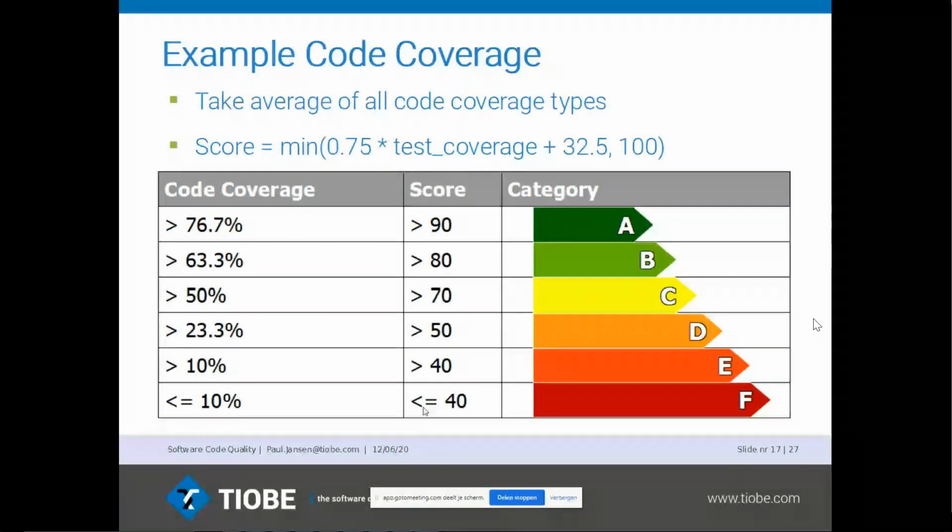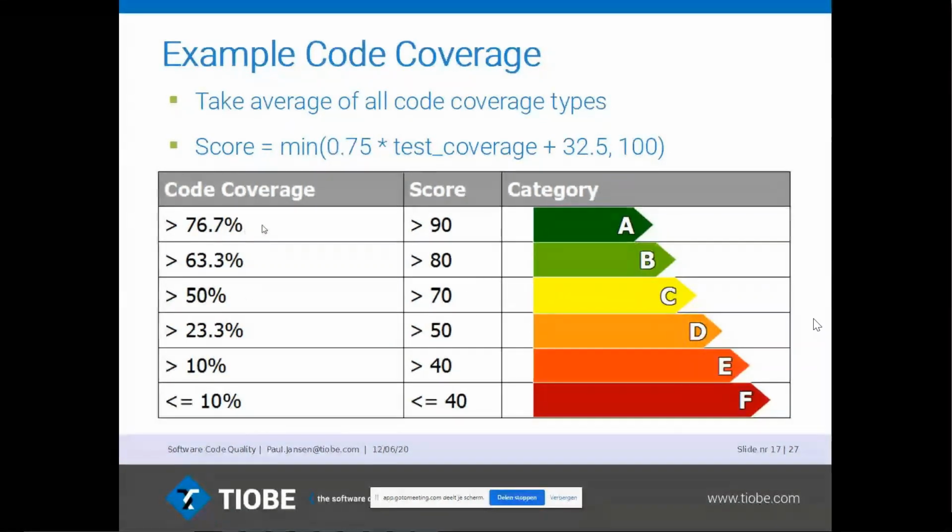But of course, you can use your own system. And we say this is equal to level F. So that's not good. It's red, so that's not good. And if you have more than 76.7%, you score more than 90% in our score system, and you have an A score. Now, this looks rather easy. There are some interesting things here. For instance, if you fill out 90 here, then you will get a 100 score.